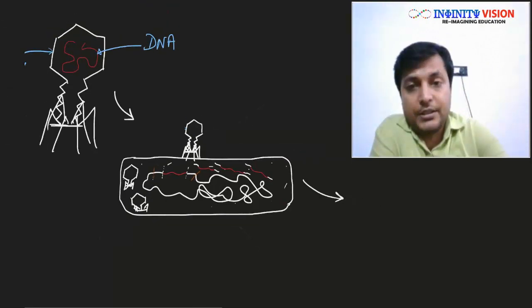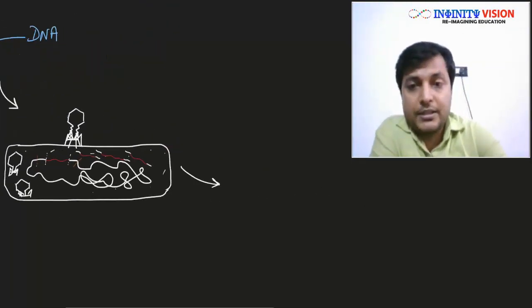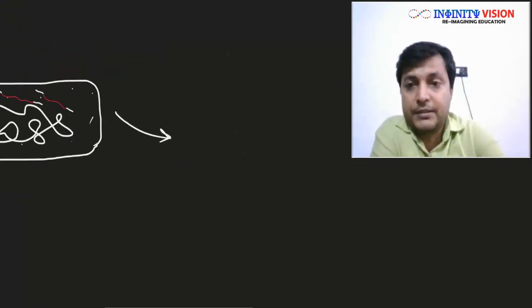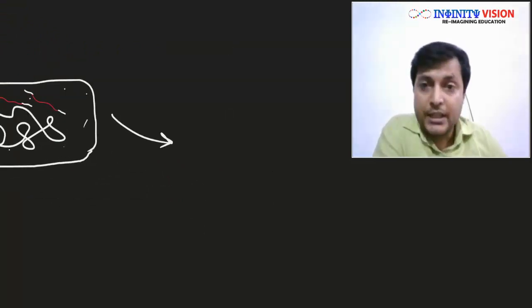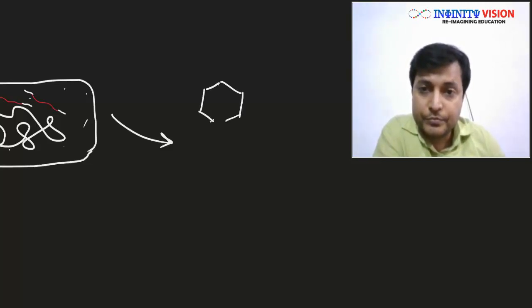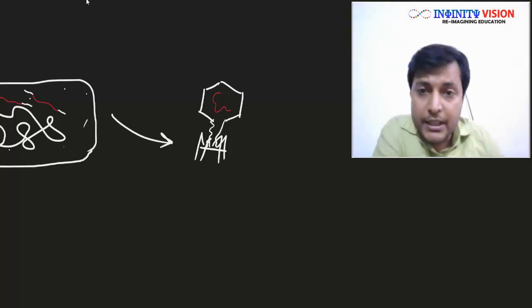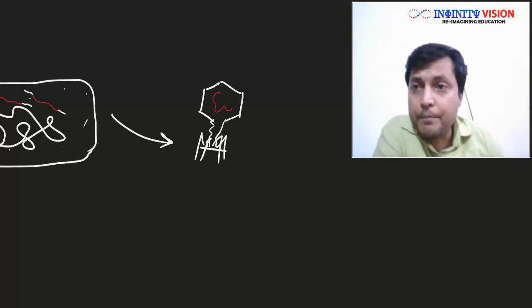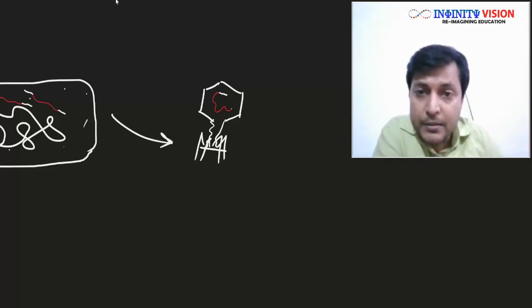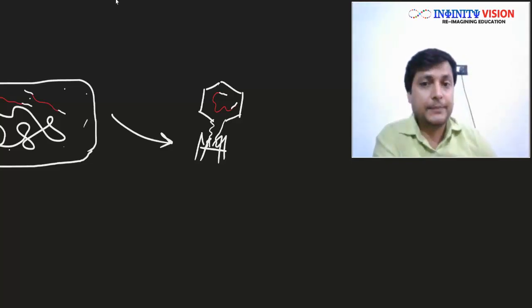As a result, let me drag it a little bit and we'll see here. When this new virus particle is formed, it will have a viral DNA with some portion of bacterial DNA. Can you see it? Great.